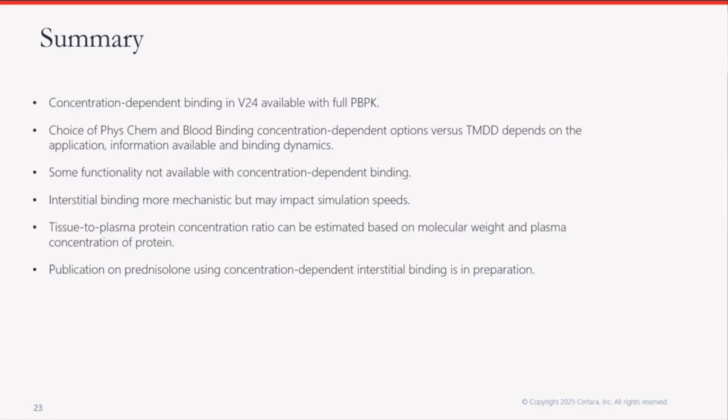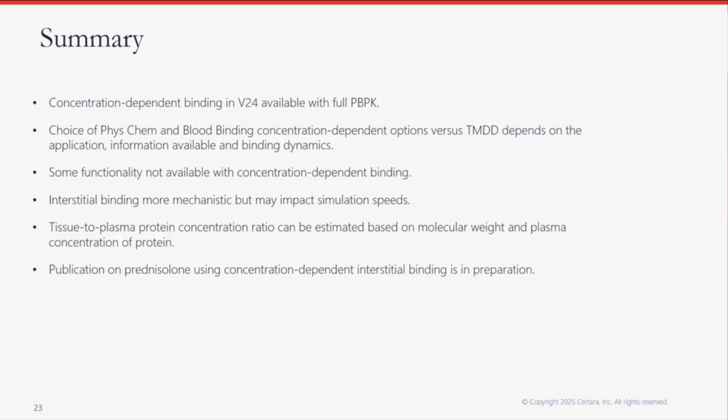Okay, to summarize, the concentration-dependent binding is now available in V24 with a full PBPK, whereas previously it was just with a minimal PBPK. Your choice of the phys chem and blood binding concentration-dependent options versus the TMDD depends on the application, the information you have available, particularly on the target of the protein it's binding to, and the dynamics you're interested in. Some functionality, particularly some permeability limited tissues, you can't use at the same time as concentration-dependent binding.